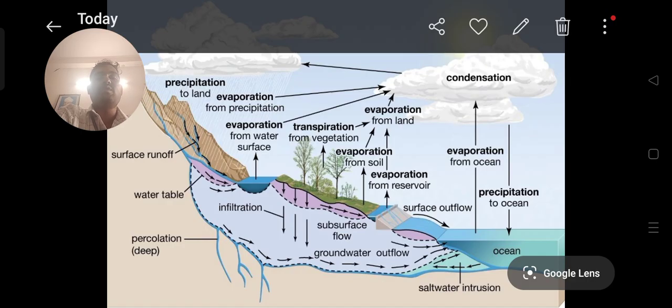So likewise, if it is an unconfined rocky stratum, more of the water may create surface runoff only, because it is not going to allow the water through. There is no infiltration taking place, and no percolation taking place.